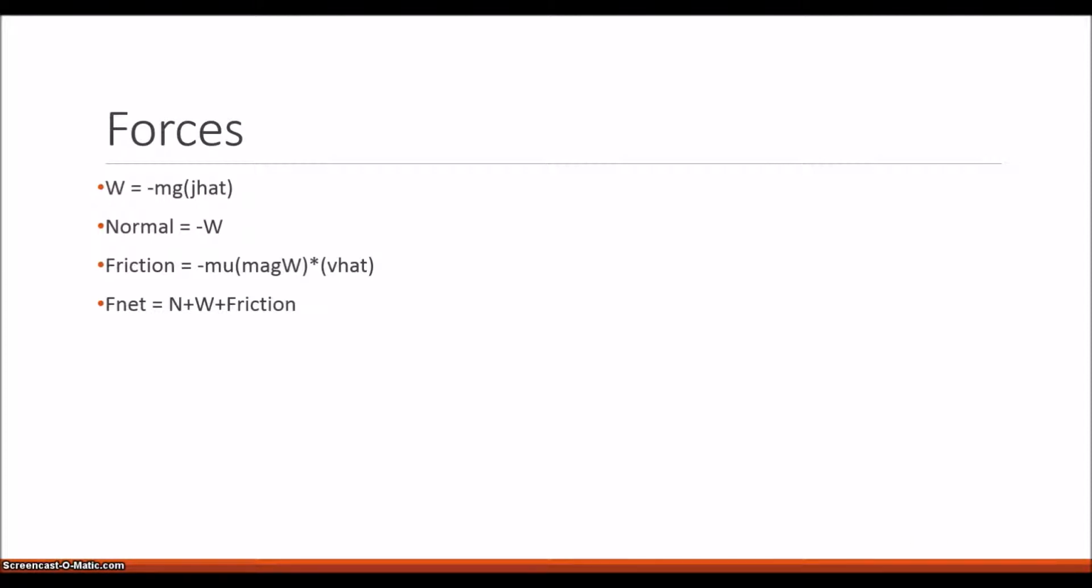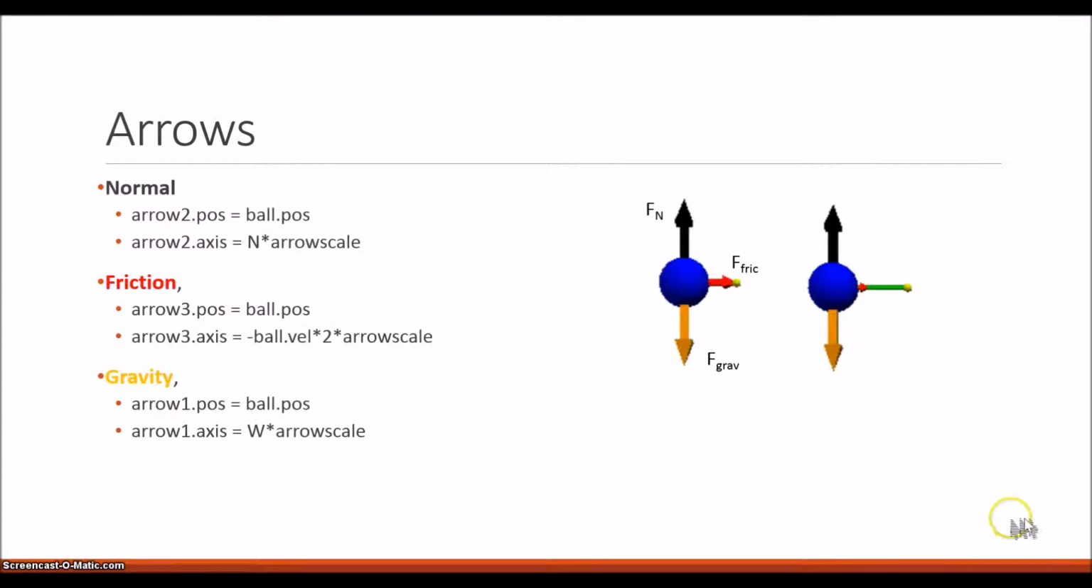The three forces used in this lab were grav, which is weight, which is negative mg times j hat, being in the y direction; the normal force, which is the negative of the gravitational force; and then we have the friction force, which is negative mu times the magnitude of w times v hat, and v hat being in the x direction. So F net is equal to gravity plus normal plus friction, but we have to recognize that F net is not equal to 0.